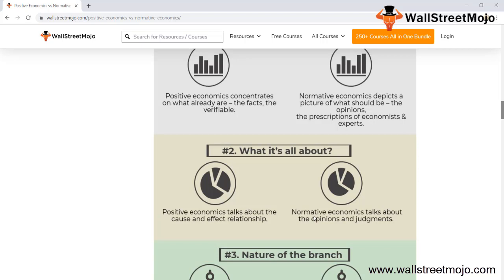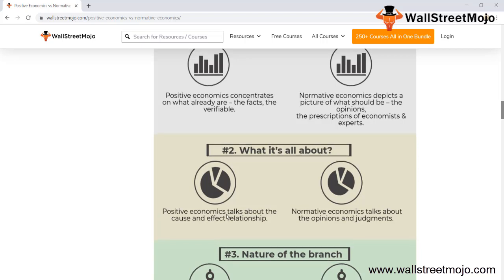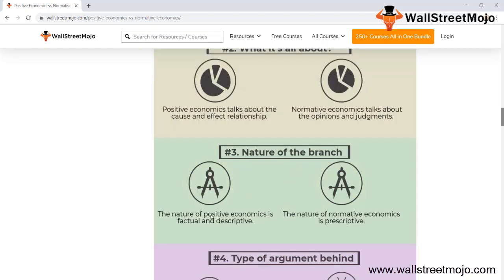They will throw something, a statement. So there's no cause and effect relationship. There's more of an opinion that is given based on some assumptions, which they will try and express. The nature of the branch: the nature of positive economics is factual, which you understood, and descriptive, verifiable.